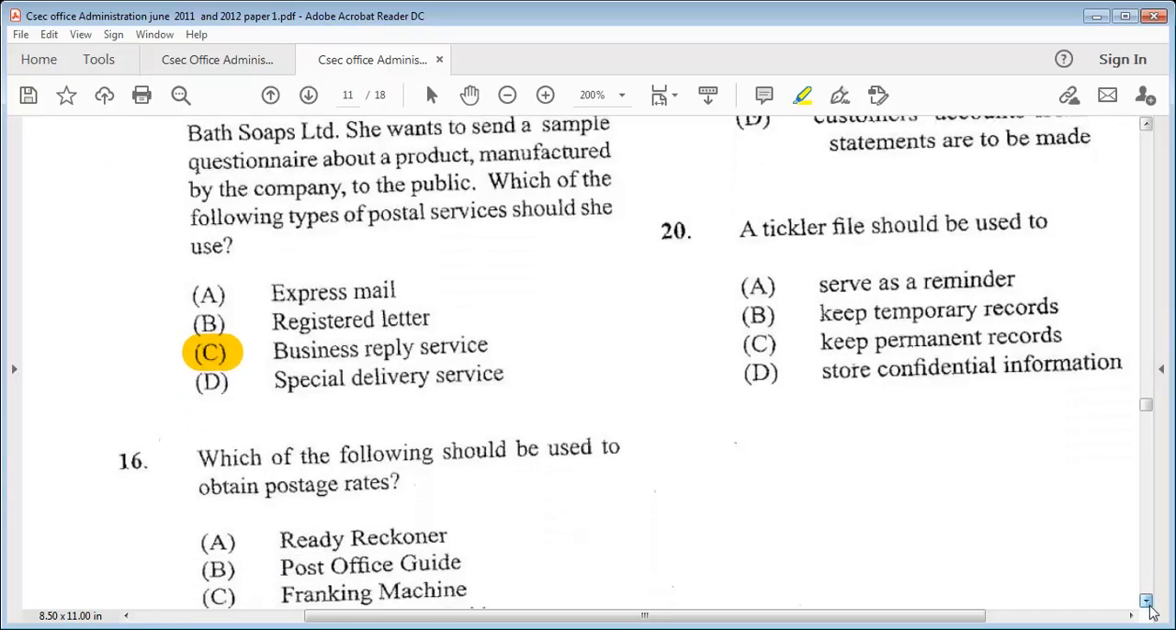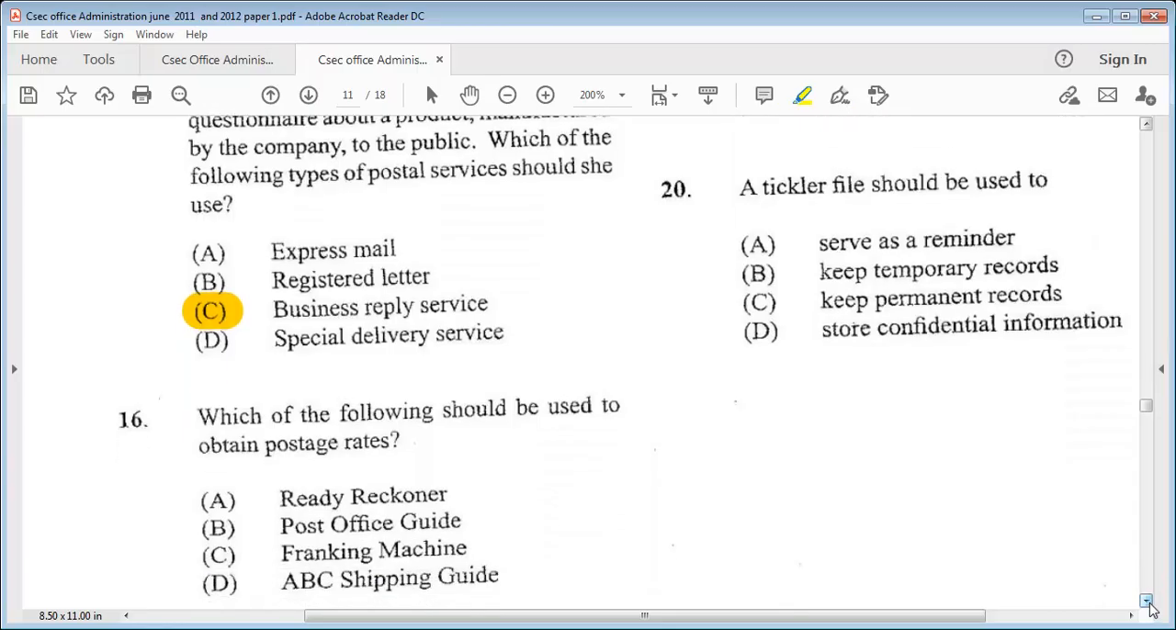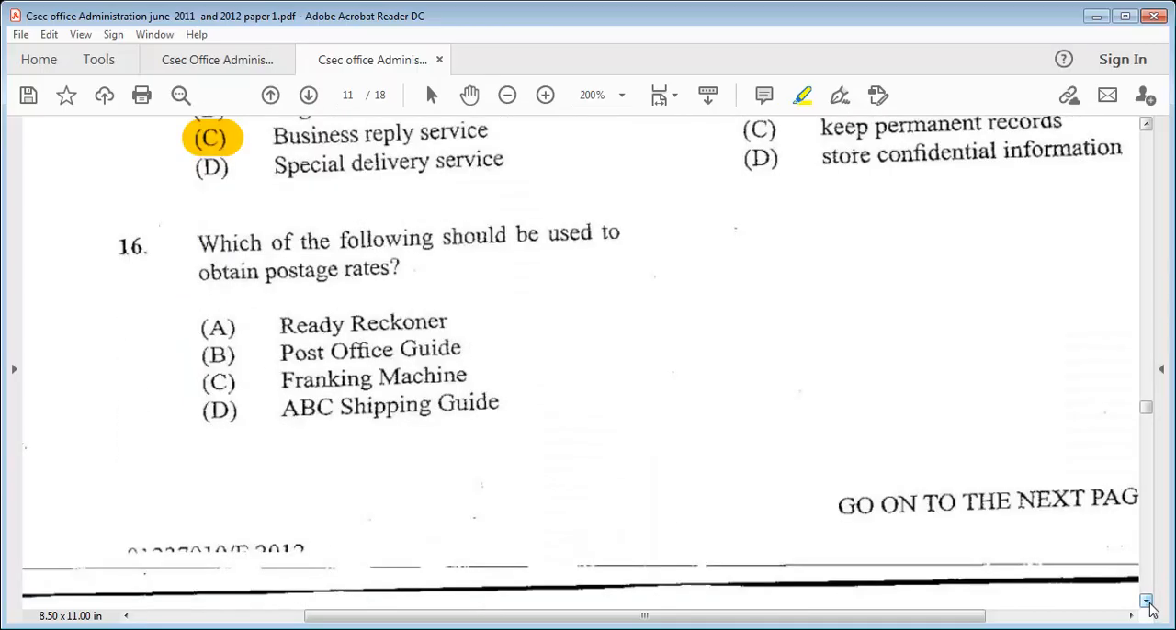Let's go on to question number 16. Which of the following should be used to obtain postage rates? A, Ready Reckoner, B, Post Office Guide, C, Franking Machine, or D, ABC Shipping Guide? Our answer is B, Post Office Guide.